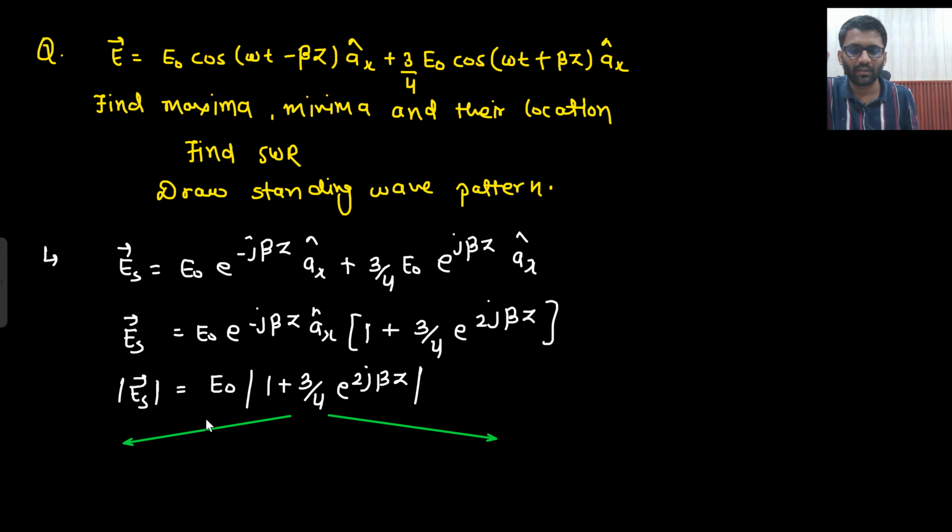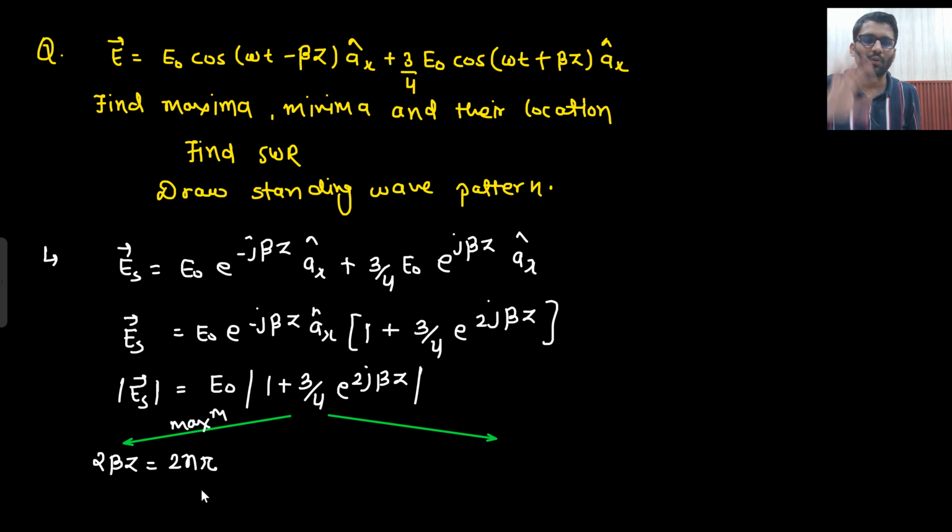When you will get maxima? When 2 beta z is equals to 2 n pi. Why 2 n pi? Because now you need it to be plus 1. If you need it to be plus 1, that means 1 plus 3 by 4, it will give you 7 by 4. So when you will get it plus 1? When 2 beta z is equals to 2 n pi. Because at 2 beta z equals to 2 n pi, that means at angle 0 degree it would be 1. Cos 0 is 1.